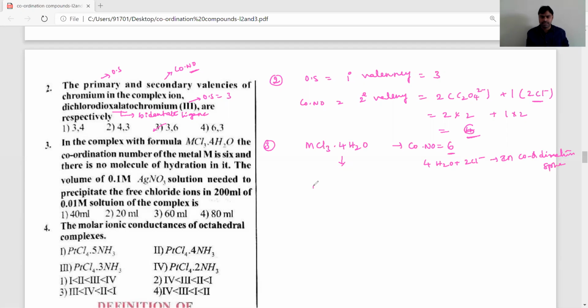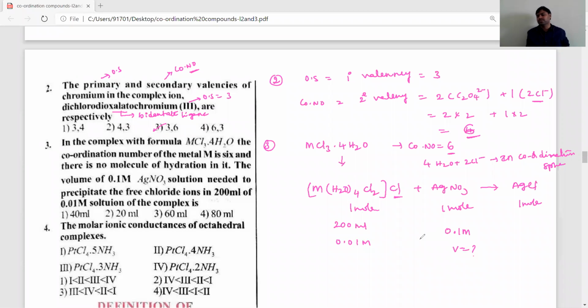Okay students, now this complex is existing like [M(H2O)4]Cl2 Cl. When this complex reacts with silver nitrate, it forms AgCl. Only 1 mole of silver chloride is forming, because 1 chloride ion reacts with 1 mole. Now the silver nitrate concentration they gave is 0.1 molar, and the volume we need to find out when precipitated with 200 ml of this complex with concentration 0.01 molar.